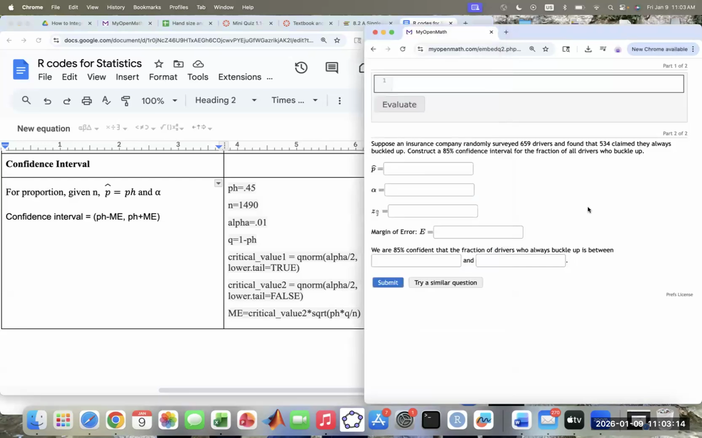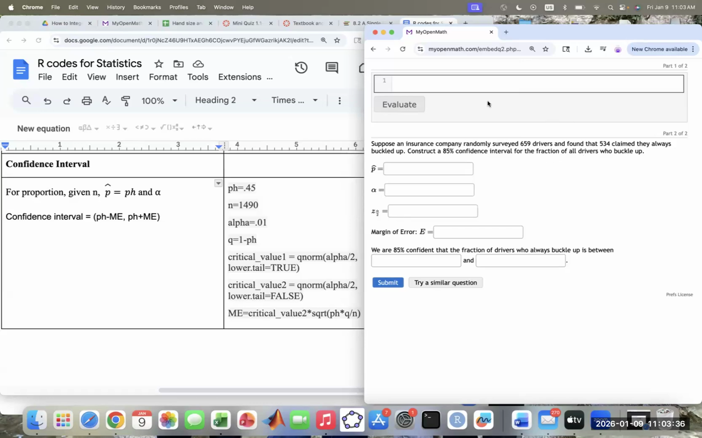Okay, so let's see this question over here. Suppose that an insurance company randomly surveys 659 drivers and found out that 534 claim that they always buckle up. Construct the 85% confidence interval for the fraction of all drivers who buckle up.